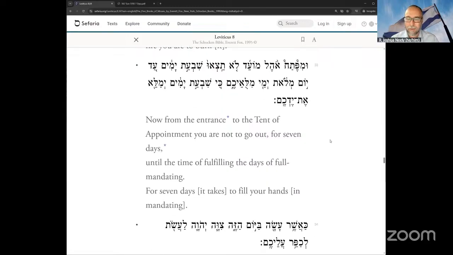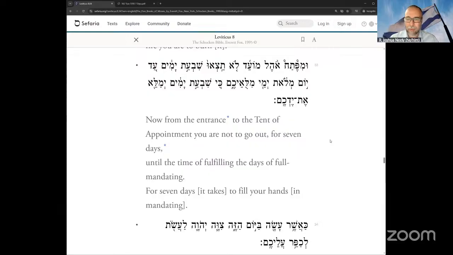Verse 33. Now, from the entrance to the tent of appointment, you are not to go out for 7 days, until the time of fulfilling the days of full mandating, right, which is, again, a lovely bit of poetry. For 7 days it takes to fill your hands in mandating. Now, as you can tell by the brackets, Fox is doing some interpolation here, adding a few words in English that appear to him to be implied by the Hebrew. And what we are getting here is this very interesting, almost play on words, that there will be this fulfilling, this fullness, something that is maleh, is full, of the miluim, which comes with those same root letters. So it's the fulfilling of the full making, or it's the fulfilling of the investiture that is taking place here.